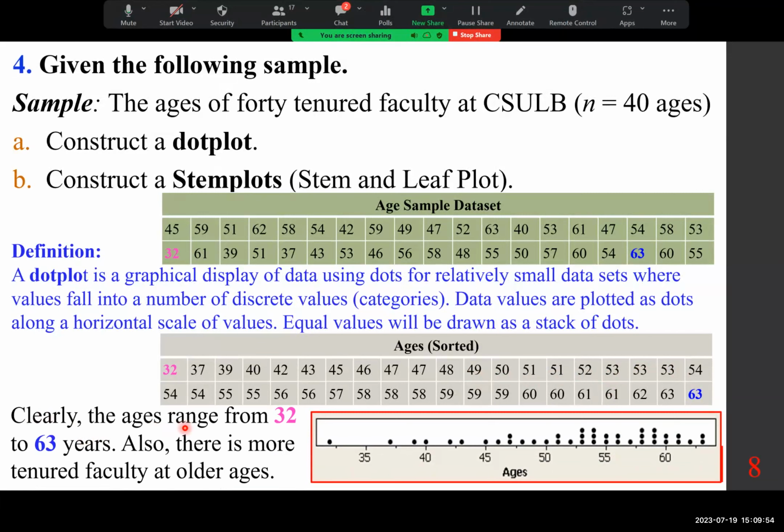Clearly, the ages range from 32 to 63 years. Also, there is more tenured faculty at older age. Take a look, we have more dots here. So that's what it shows: more tenured faculty at older ages. That's the purpose of that, to give us some sort of information.